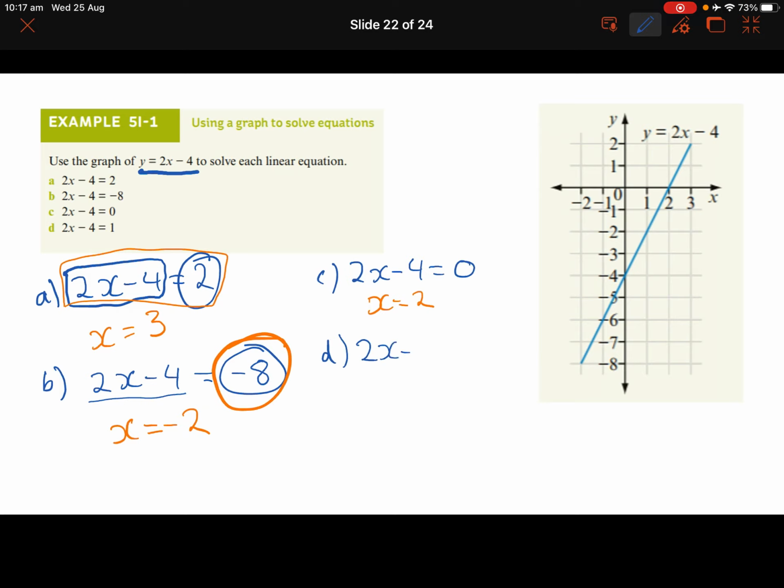D. 2x minus 4 equals 1. All right, so looking at when y equals 1, because that's what that tells us. When y equals 1, we're looking at this point. And if we go down, what's x here? Well, x is in between 2 and 3, so it's 2.5. So x equals 2.5. Okay, so we've solved all of those linear equations graphically. We've looked at a graph to get our answers.